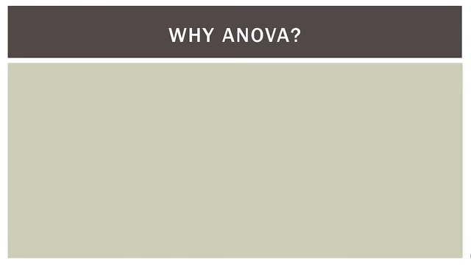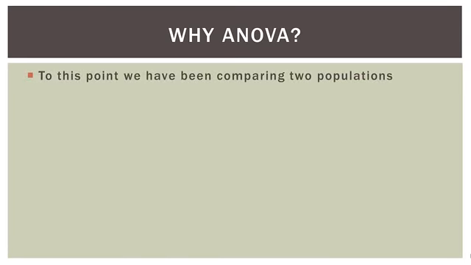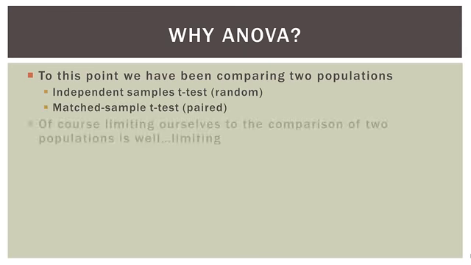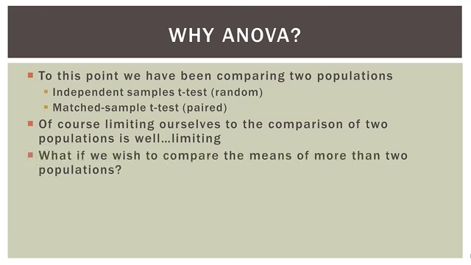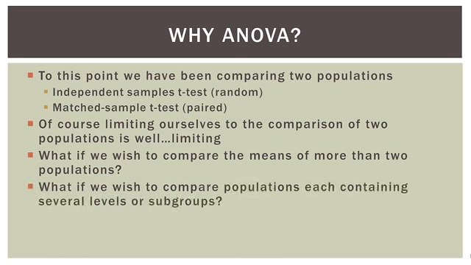Okay, so remember, why ANOVA? So up to this point, we had been comparing just two populations. So the independent samples t-test and the matched sample t-test are two examples. But limiting ourselves to the comparison of two populations is, of course, limiting. What if we wish to compare the means of more than two populations? What if we wish to compare the populations each containing several levels or subgroups? Well, that's what we have ANOVA for. And remember, ANOVA stands for the analysis of variance.